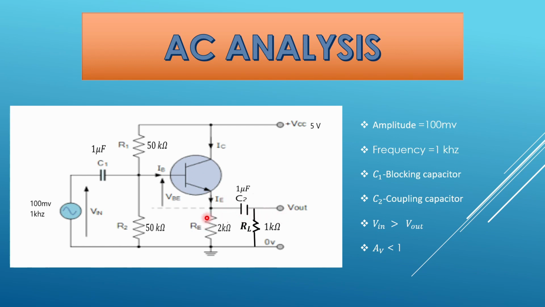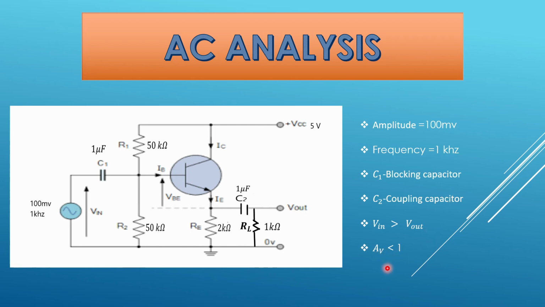And if we connect a capacitor parallel to the RE resistance, that capacitor will be called the bypass capacitor. The role of the bypass capacitor is to bypass RE so that the voltage drop across RE becomes 0. In this circuit we don't have a bypass capacitor, and from this AC analysis we will get the input voltage greater than the output voltage. So the voltage gain AV will be less than 1.